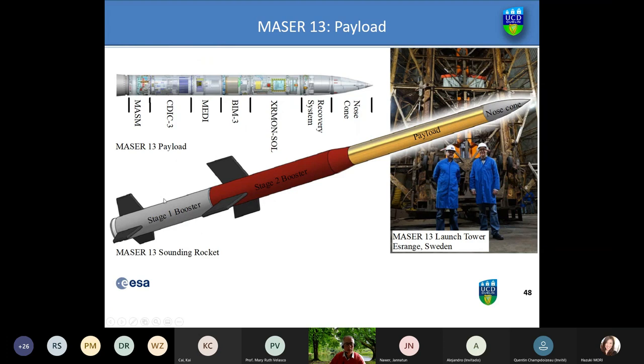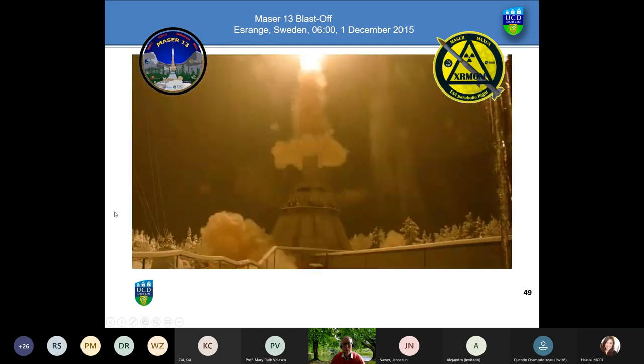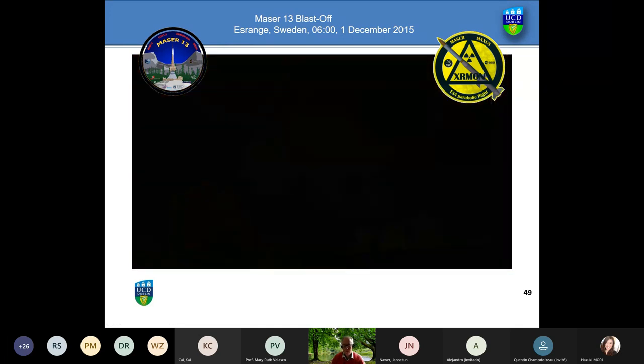So this is the rocket. You see the two booster stages. The payload is shown here in a sort of golden color. There are a number of modules, a number of experiments, including Exermon Sol and MEDI, which I'm also going to mention later on. So blast off was in the dark, which wasn't that surprising given the time of year up there.